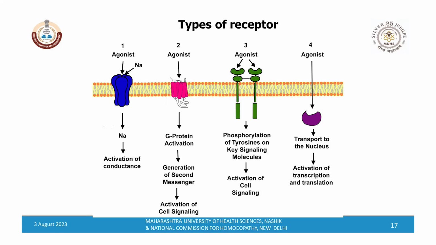And the last, or the fourth type of receptor, is slightly different. It is not present on the cell wall as the earlier receptor types, but this receptor is present inside the cell. Now what happens? The drug enters the cell, attaches to the receptor, and now this complex, that is the drug and the receptor, is then transported inside the nucleus. The effect is produced by altering the gene expression. So these are the 4 types of receptors.